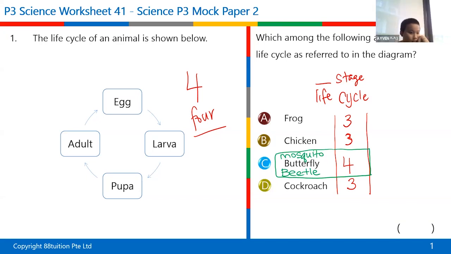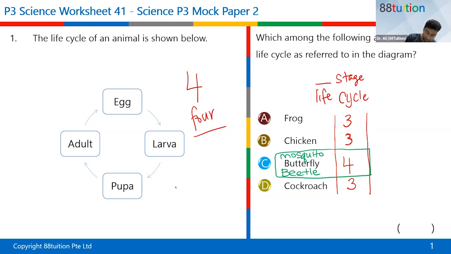So tomorrow in the exam, you will also be very, very clear that mosquito has 4, butterfly has 4, beetle has 4. If they have this, so what can they do in tomorrow's exam, right? They can change this to a 3-stage question, and then they can give you mosquito, butterfly, beetle, and 1 3-stage. Then you choose the 3-stage. It can just be opposite. So you must always be ready for that. You know what I mean?